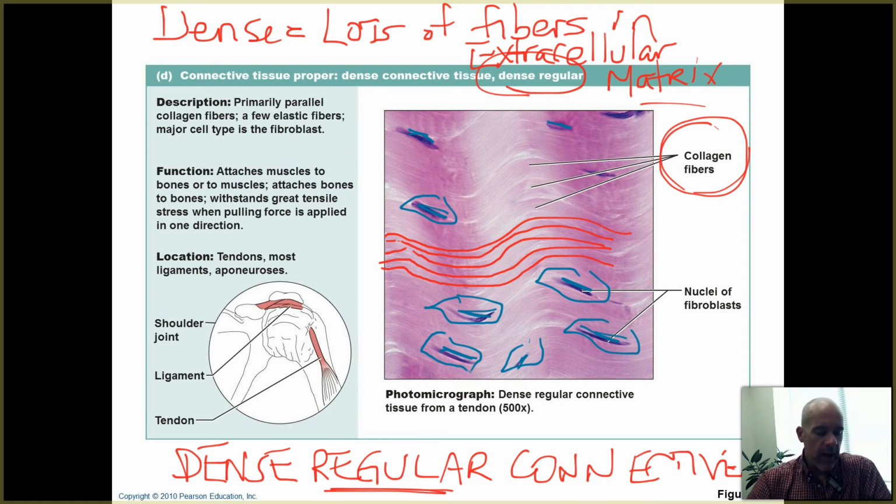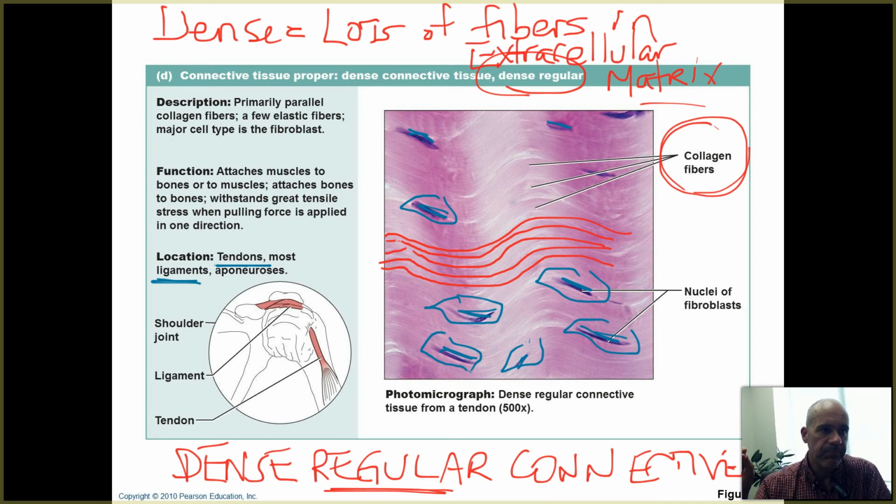All right, so places in the body, where would you have these? Think about dense regular connective tissues: tendons and ligaments. Those are the two main places. There's another area, the aponeurosis, that we'll talk about when we cover the muscular system in Unit 4. But tendons attach your muscles to bones, and ligaments attach bones to each other. They're composed of dense regular connective tissue.